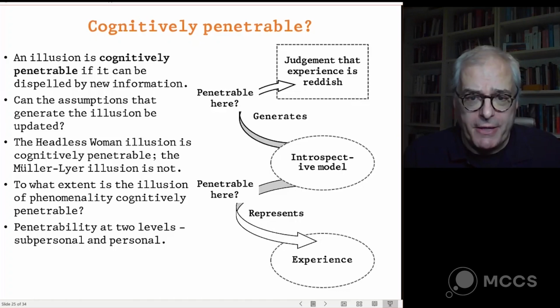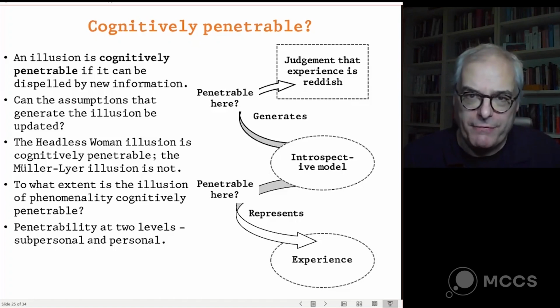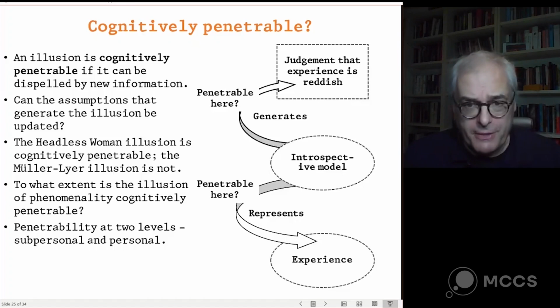So I guess it's more likely that there could be penetrability at the higher level, where we form judgments based on introspection. It seems not implausible that these judgments could be affected by other judgments that we make, other beliefs that we have. Whereas the introspective model itself and the way that it represents experience, that perhaps is harder to influence. It's at a deeper level, if you like. It's more comparable to the way that the visual system processes information. But still, it's a possibility. Perhaps with certain kinds of training and certain kinds of meditation, we can affect the introspective model itself. Who knows?